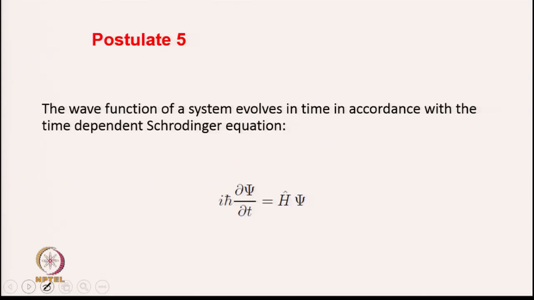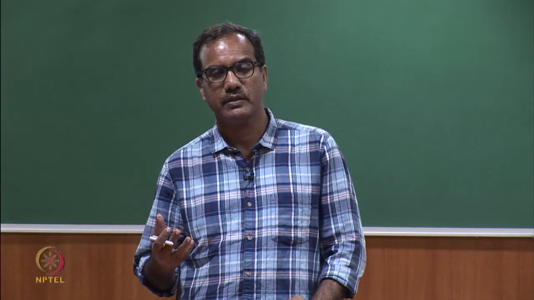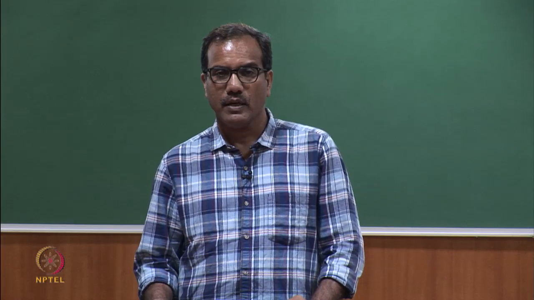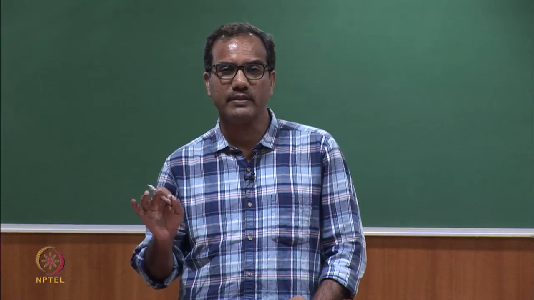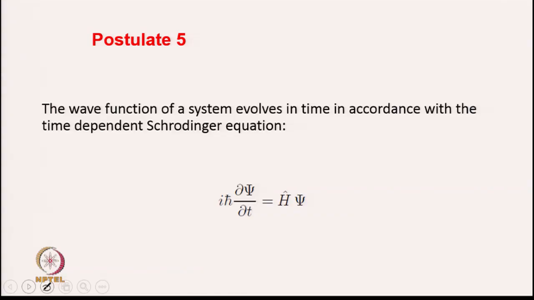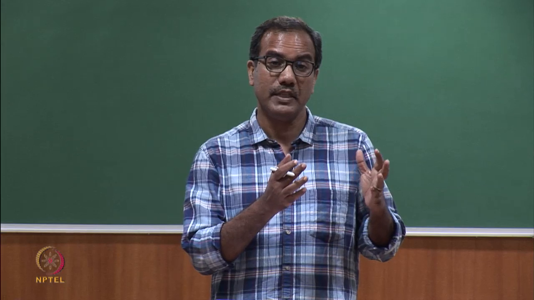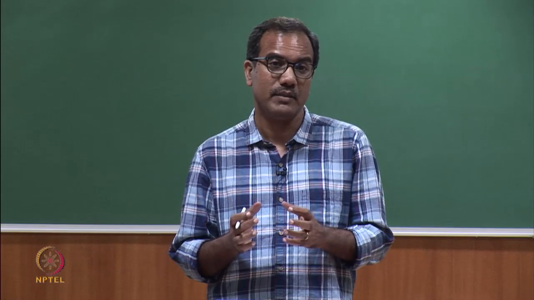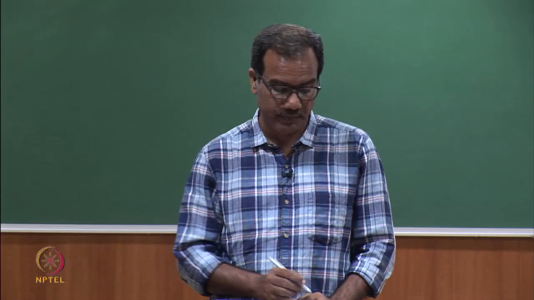Now, postulate 5. Here again we are going to discuss the Schrodinger equation as a part of postulate 5. And what does this tell you? That the wave function of a system evolves in time in accordance with the time dependent Schrodinger equation, and that is i h cross del psi by del t is equal to H psi. Last time we discussed the time independent Schrodinger equation. Now, we will discuss how to get the time dependent Schrodinger equation.